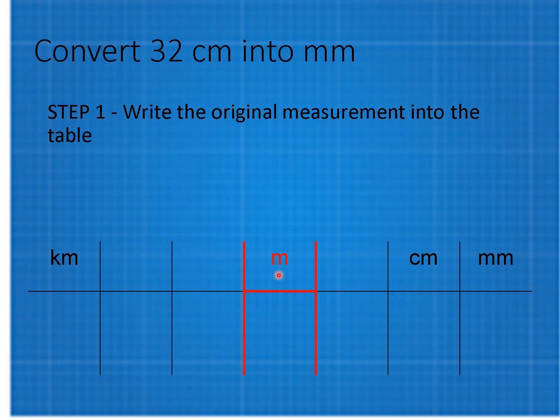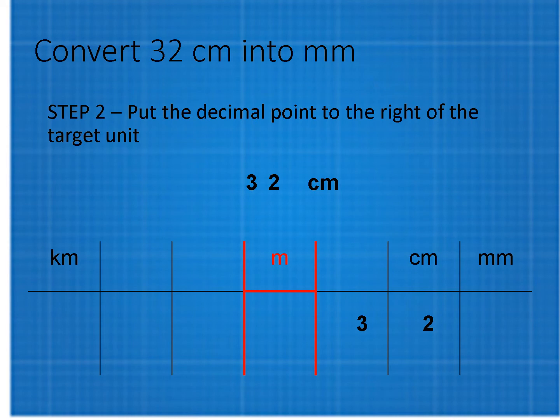So we have here the 7-column table. At the center is meter. And we have here kilometers, centimeters, millimeters. First, we will write the original measurement, which is 32 centimeters. So we have here 32 centimeters. And we're going to follow step 2, put the decimal point to the right of the target unit. Our target unit is millimeters, so we'll put the decimal point here.